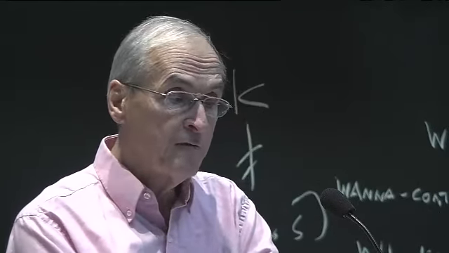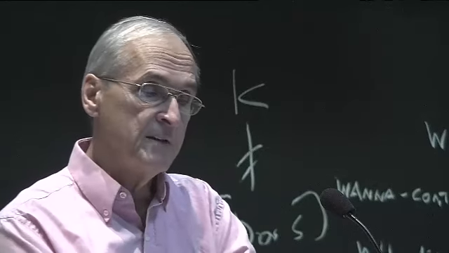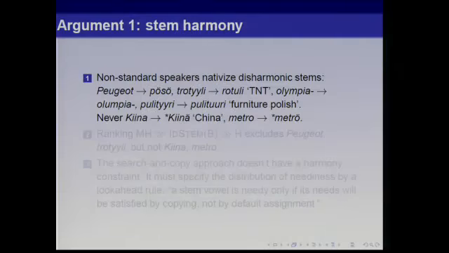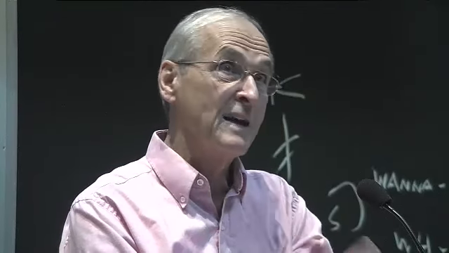Here's the first argument that I think you might give against that, which is nativization. So for Peugeot, you get Peugeot. For Trotuli, you get Rotuli, Olympia, Pulituri, etc. If you use it as furniture polish, you probably say Pulituri, and if you drink it, you call it Pulituri.